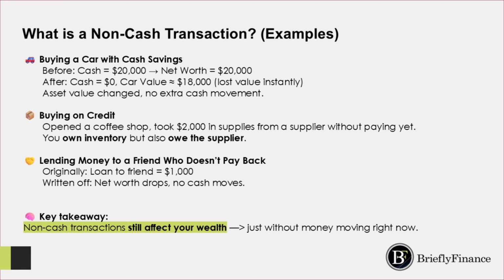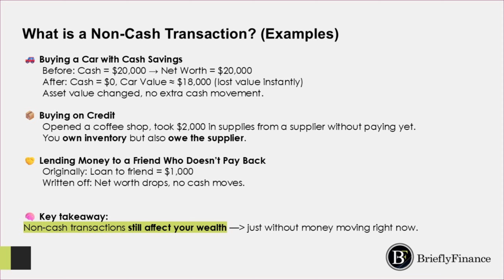And finally, let's go for a last example. Let's say you lend money to your friend. So you give him cash. Now your business has less cash. Let's say you give him $1,000. But then you realize your friend will not pay it back. So in this case, this $1,000 is actually now gone from your business, or gone from your accounting.